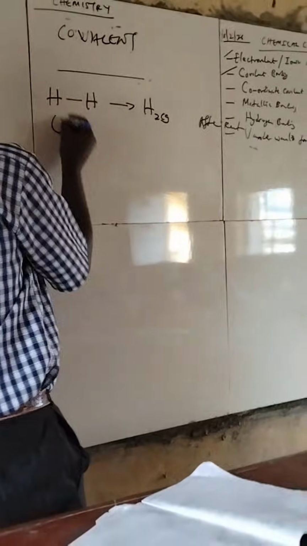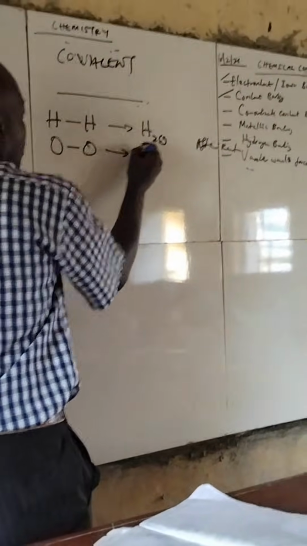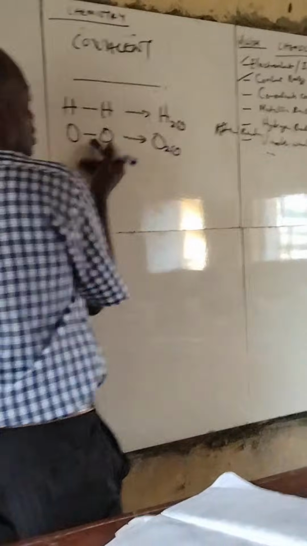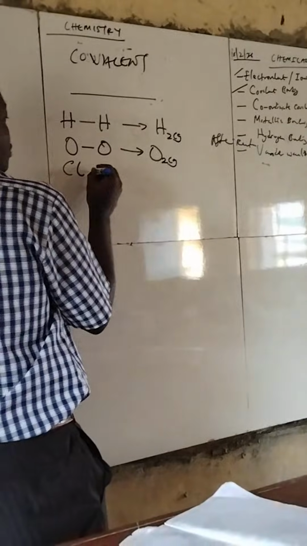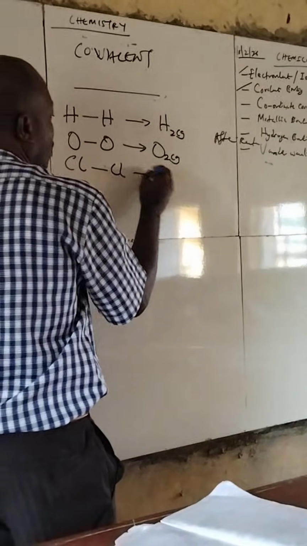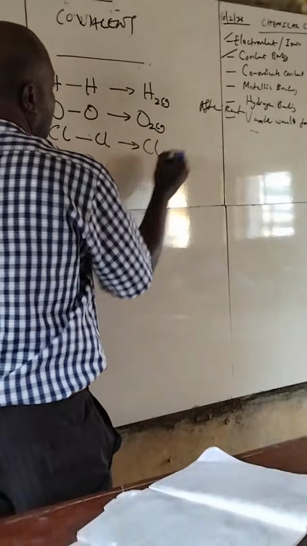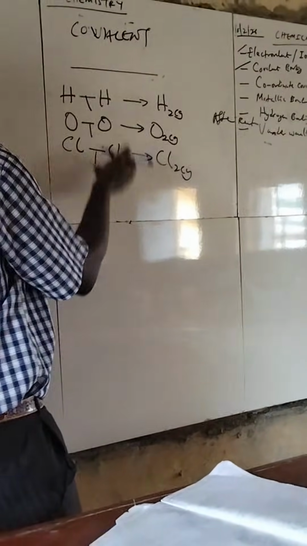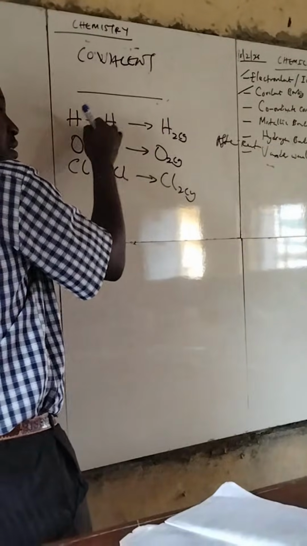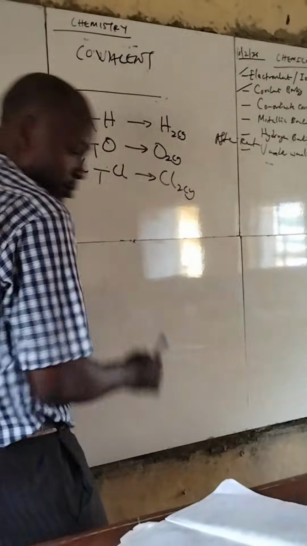Covalent bonding. Oxygen and oxygen will give you oxygen gas. So this is an oxygen atom and an oxygen atom will give you oxygen gas. A chlorine atom and a chlorine atom will give you what? Chlorine gas. So it means that a covalent bond exists between two atoms of the same element.